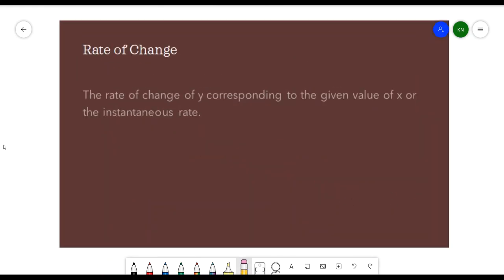So we are now on the last topic of this video. So we will be discussing the rate of change. So the rate of change of y corresponding to the given value of x, or the instantaneous rate. So basically, rate of change is interdependent with the variables that we have. So meaning to say as x increases, y also increases. Practically, that is the rate of change. So it is dependent on the variable that we have in determining the rate of change.